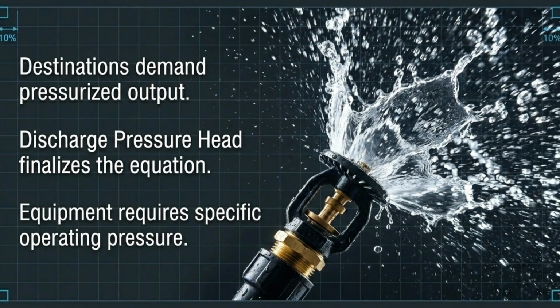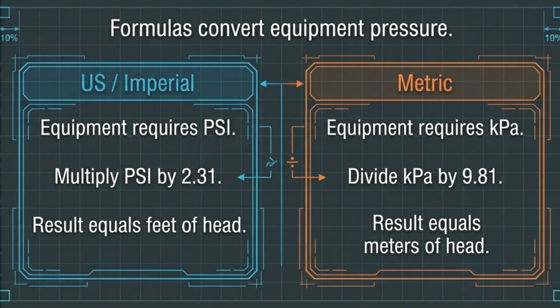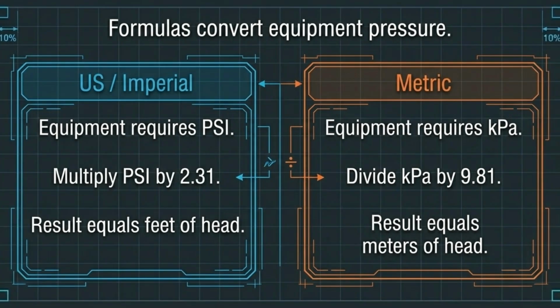Finally, we consider the discharge pressure head. Many systems or pieces of equipment require a specific operating pressure at the point of delivery to function correctly. To convert operating pressure into head, use the standard formulas. In US units, multiply PSI by 2.31 to get feet of head. In metric, divide kPa by 9.81 for meters.